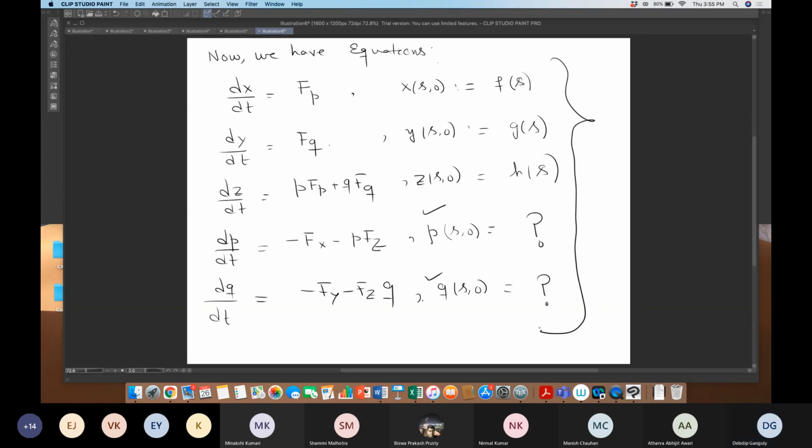Agreed? All of you agreed? Unless I give these two initial values, we will not be able to say that this system of ODE has a unique solution locally. For that we need to prescribe the initial condition on the variables p and q. Can anyone tell me what that should be?